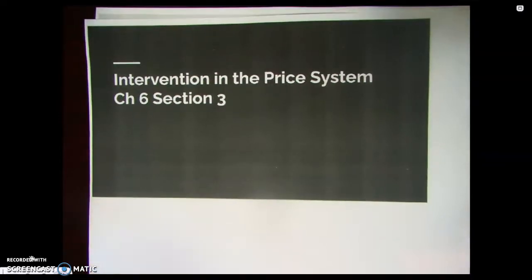So in our previous lesson, we talked about how in a truly market system, government does not intervene, and prices are completely determined by the consumer and the producer. This lesson, though, gives us more of a reality check, because in reality, in the United States, government does intervene sometimes within the price system, and we're going to talk about two ways in which the government could possibly intervene.